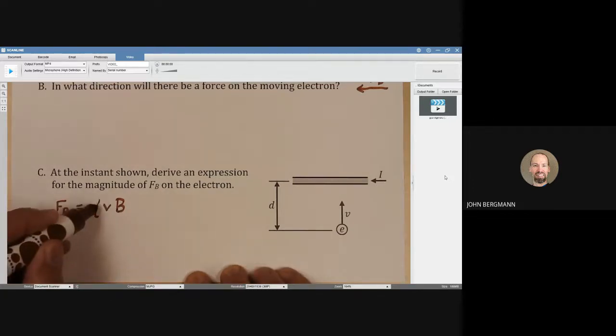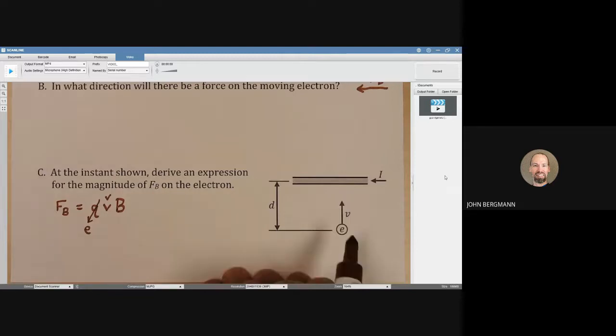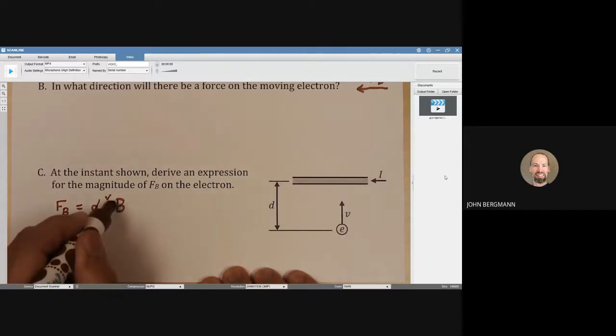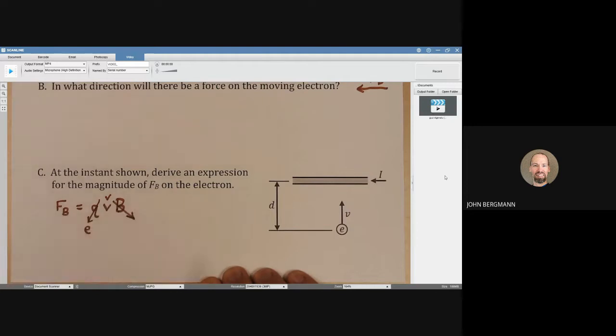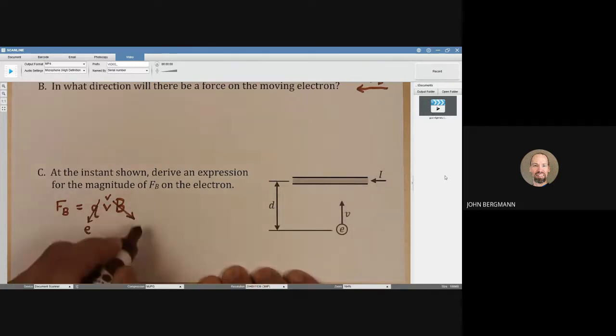The charge is not given as Q, it's given as E. The velocity is given, so that's fine. What about the magnetic field? What did we derive a long time ago? The magnetic field at a distance r, or in this case a distance d, away from a current that's going through a wire was equal to mu naught times the current divided by 2 pi.